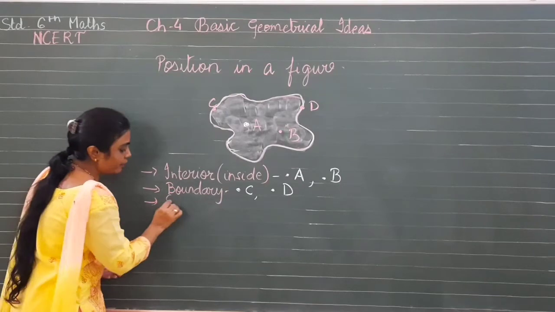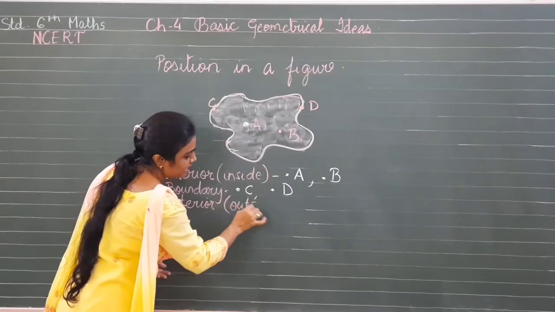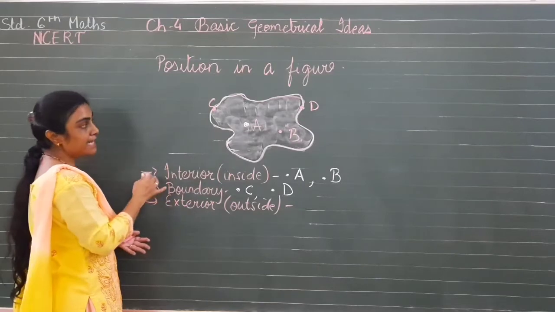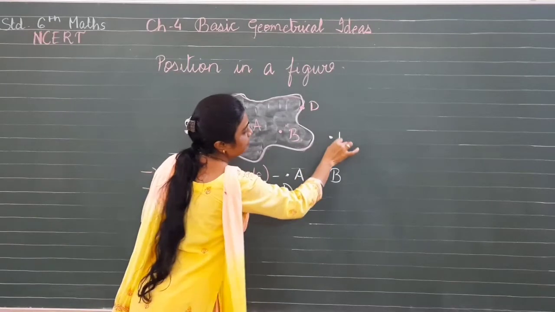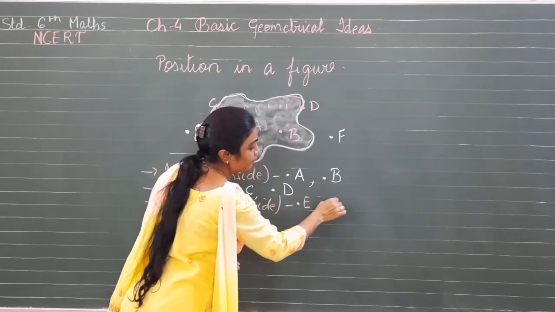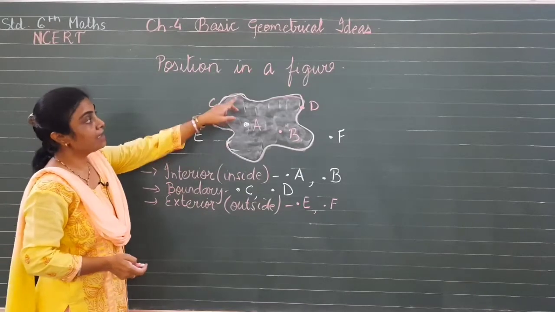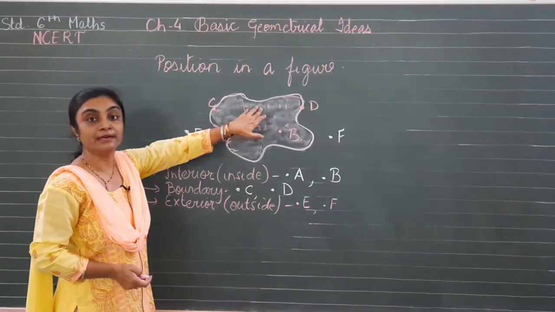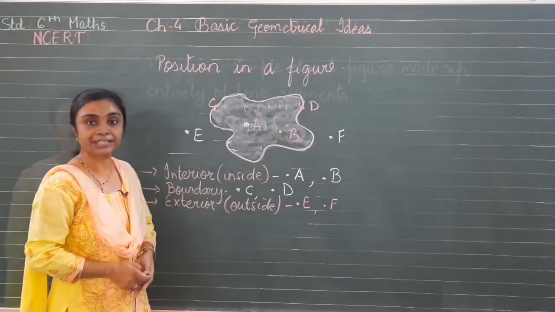Now the third one will be your exterior, or it is said outside the curve. So exterior means outside the boundary. Point E, point F. So point E and point F, they are outside. That means they are at the exterior part of the portion. The boundary along with the interior part is said to be the region. So boundary and the interior sides make a region.